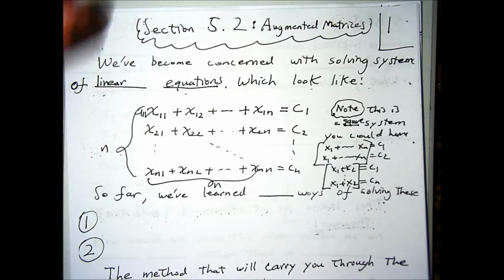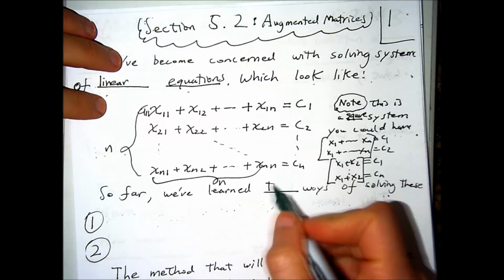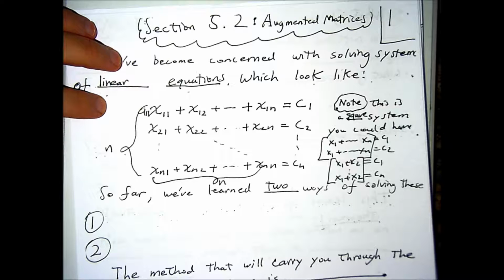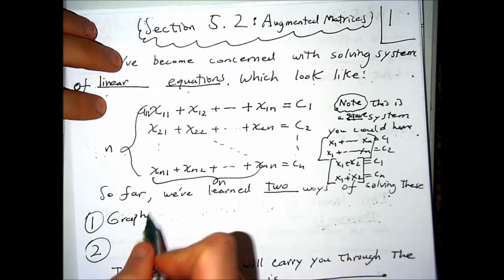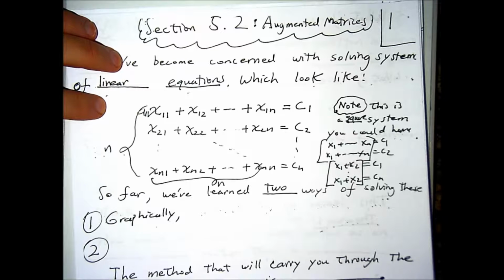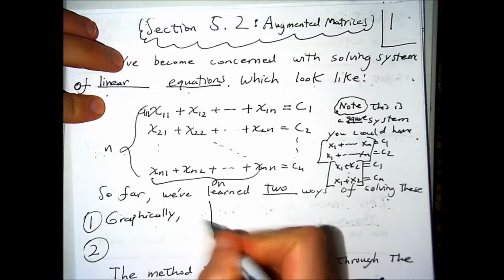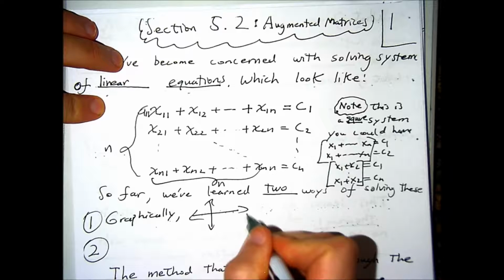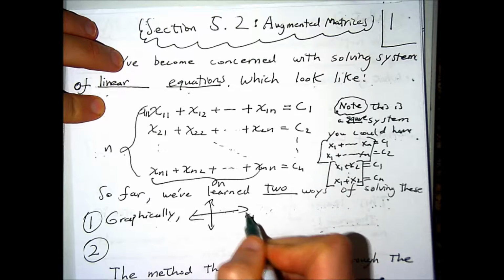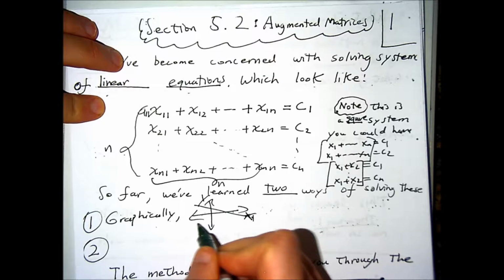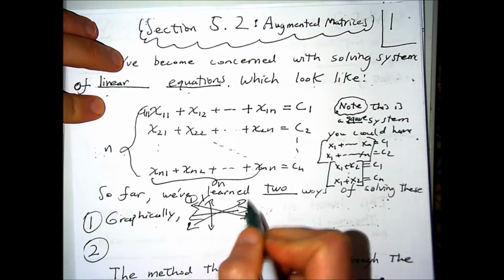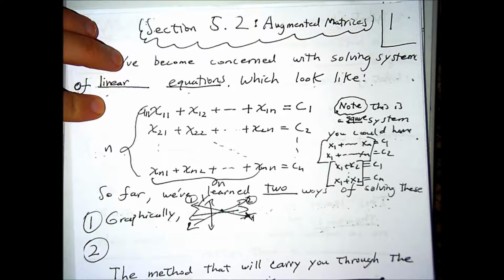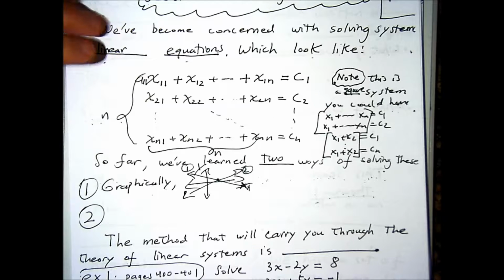So far we've learned two ways of solving these. The first way we've learned is graphically. What would we do? We would literally draw out our lines, x and y, and then we draw our system of equations as lines. So this might be line 1, this would be line 2, and the point at which they intersect is our solution, because that's the point that makes both of the equations true at the same time.